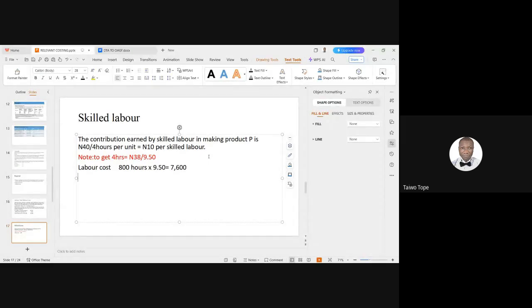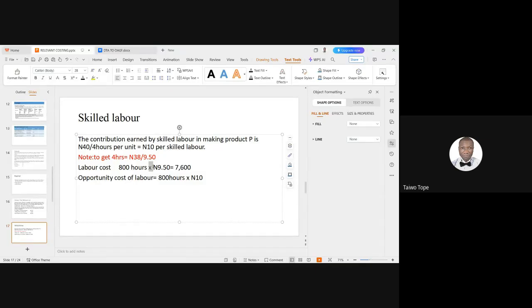What are we going to lose? The opportunity cost of moving them will be what? Opportunity cost of labor will be 800 hours multiplied by 10 naira. If you decide to keep using them in the production of P, what will you lose? What will be the sacrifice?